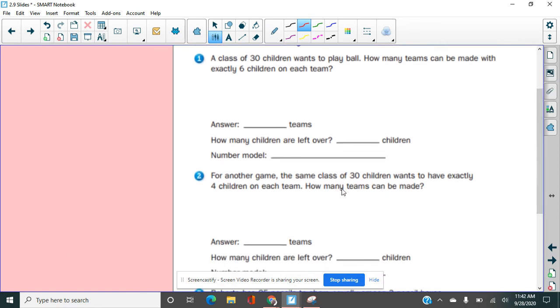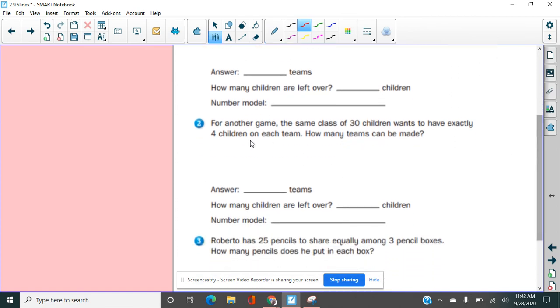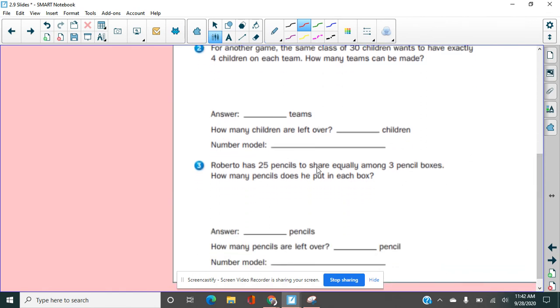For another game, number 2, the same class of 30 children wants to have exactly 4 children on each team. How many teams can be made? Again, right? Your picture is going to go here, your answer, and then if you have any leftover kids, you're going to write them here in your number model. And on our last one, Roberto has 25 pencils to share equally among 3 pencil boxes. How many pencils does he put in each box? So you're going to have picture, answer. If you have any leftovers, they'll be written here.